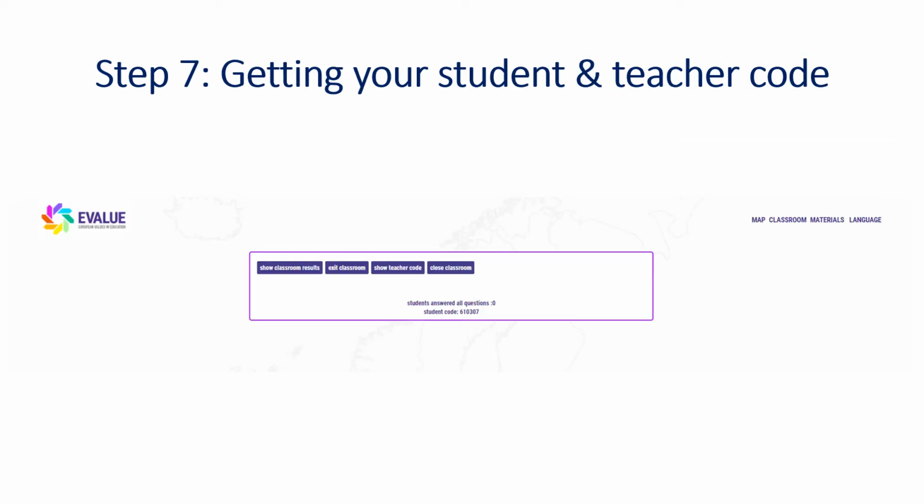When you have chosen Submit, you will receive a student code with which your students can get started. With the button on the top right, Show Teacher's Code, you can also generate a code for yourself so that you can always return to the results afterwards. When you choose Close Classroom, the students can no longer give answers. If you click on Exit Classroom, you close the session. With your teacher's code, you can then return to your assignment afterwards and continue working on it later.